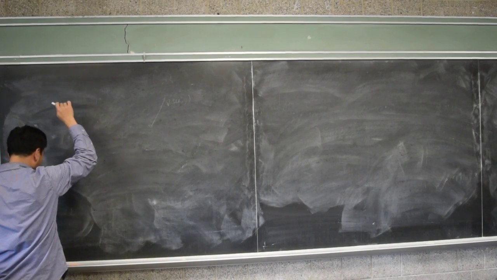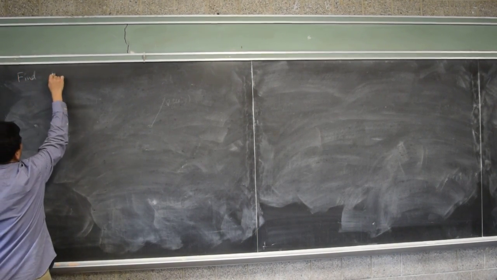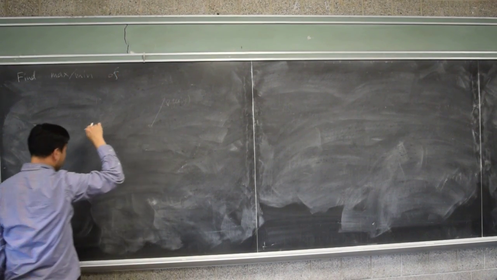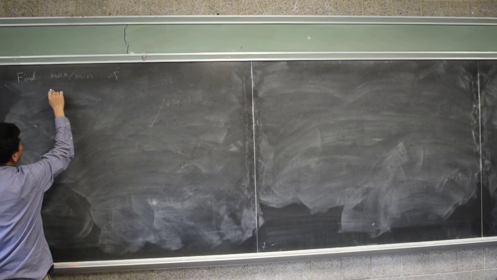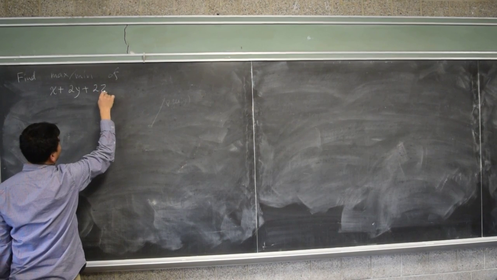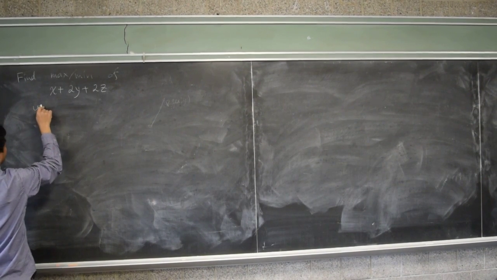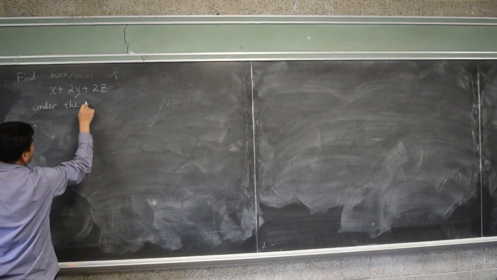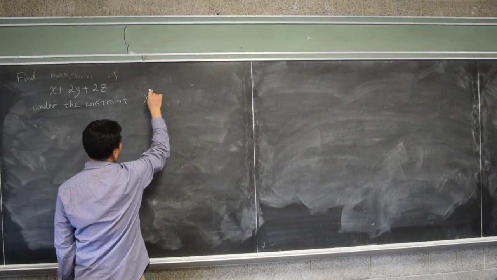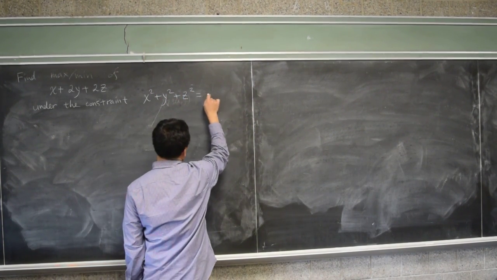All right, here's an example. Find the max and min of x plus 2y plus 2z under the constraint x squared plus y squared plus z squared is equal to 81.